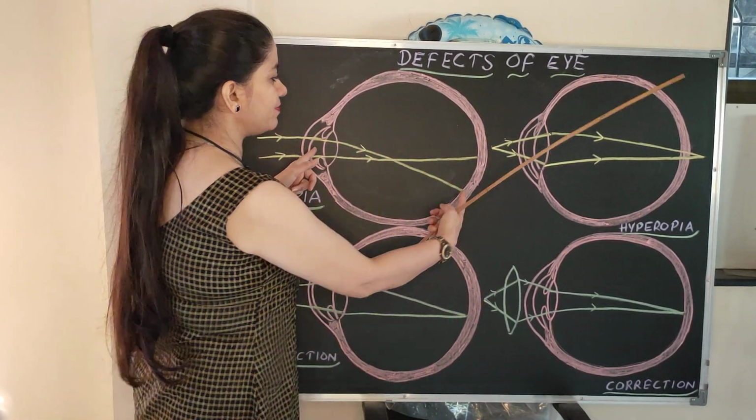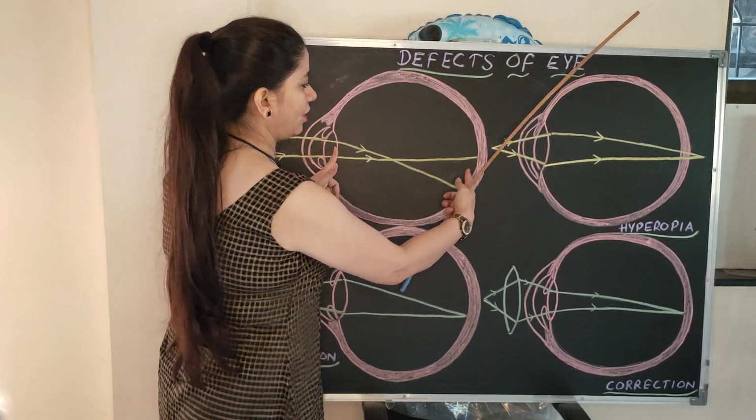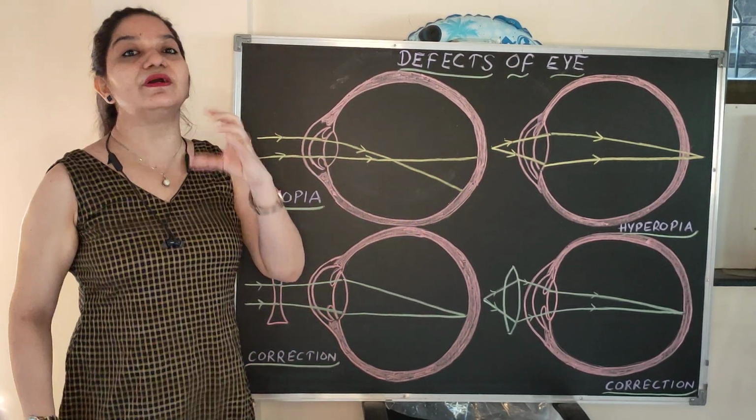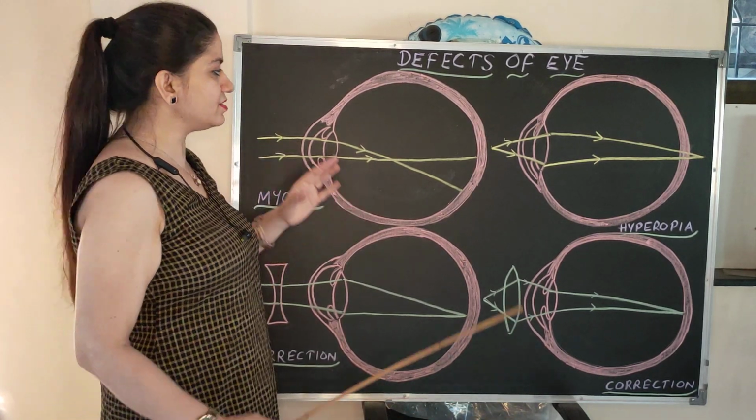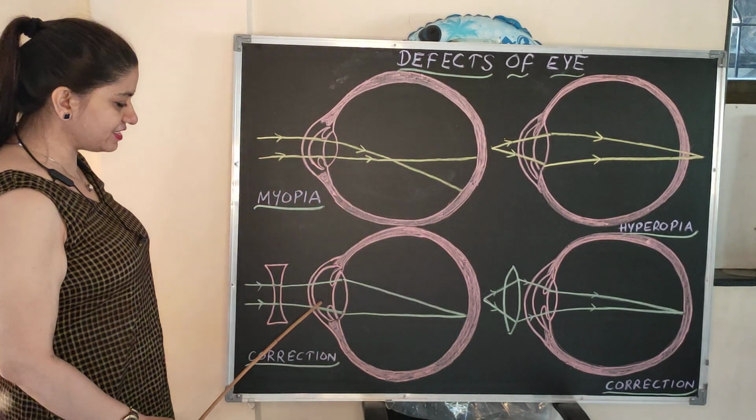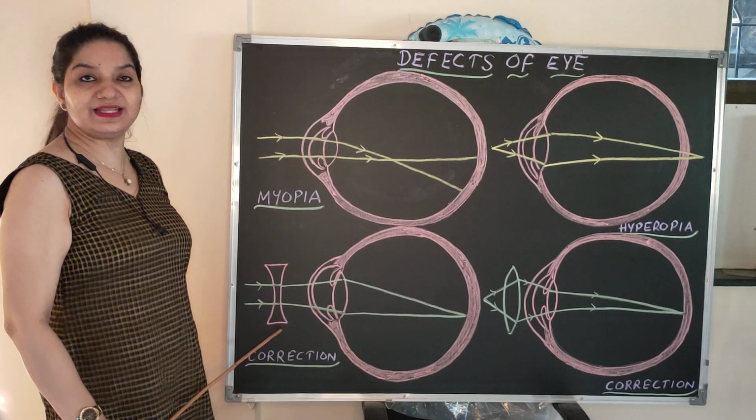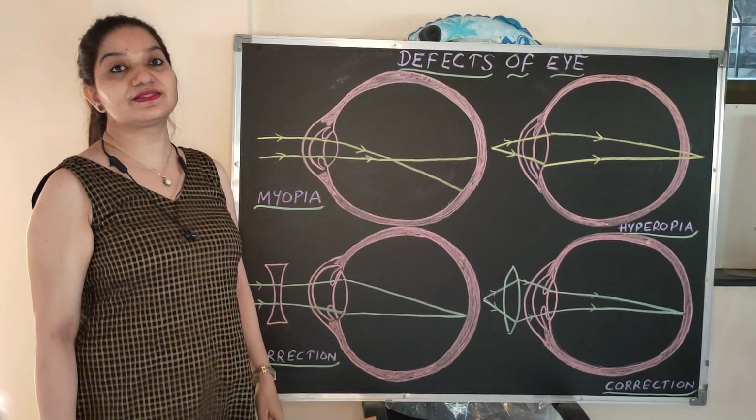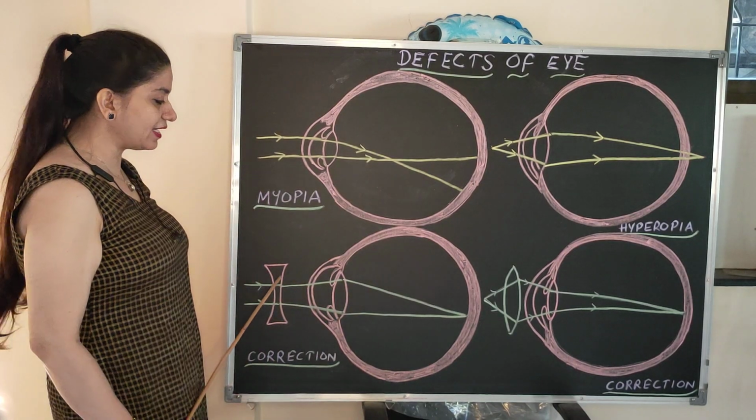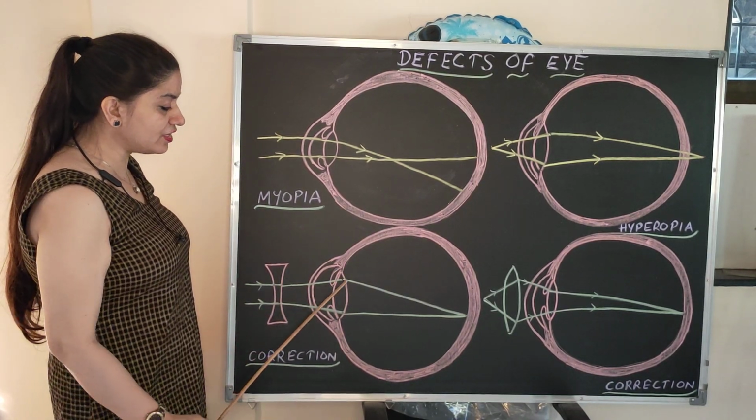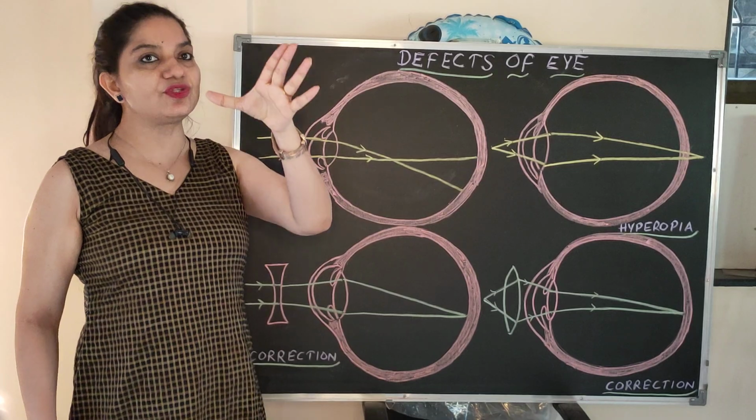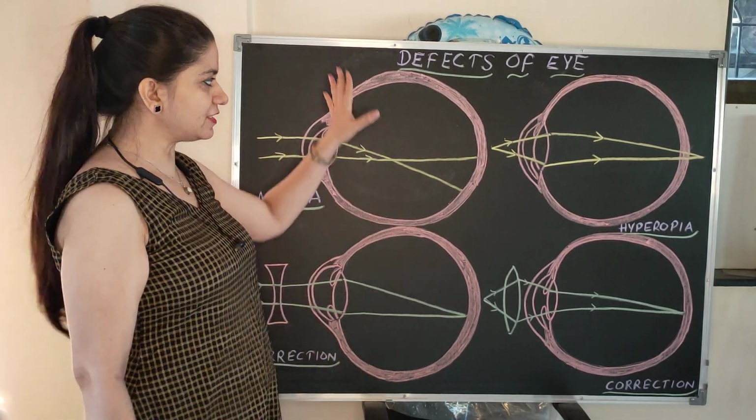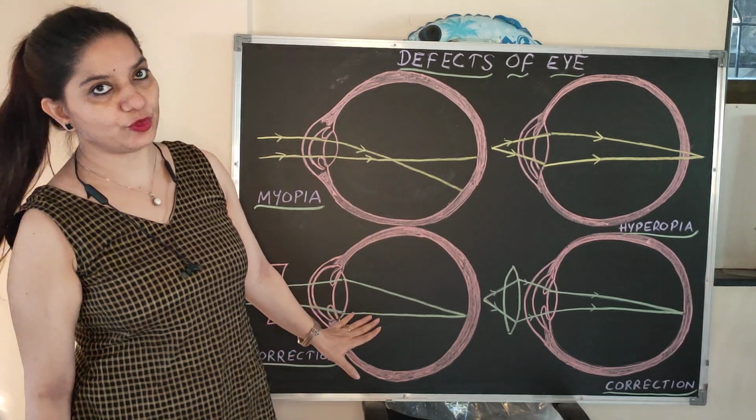Second, why does this disease happen? This disease happens because the eyeball, this is the eyeball, becomes too lengthened and the lens becomes too curved. So these are the two reasons why this happens. And what is the corrective measure? See, I have made a lens here. This is a concave lens, also known as diverging lens. So what will this concave lens do? It will diverge the rays and will focus them on the retina. So this is my first defect, which is myopia.